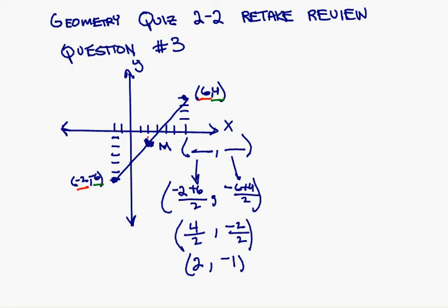So, matter of fact, if you look, that is almost precisely what it is. So here we're at 2. Here we're at -1. That is the coordinate for the midpoint. So it is 2, -1.